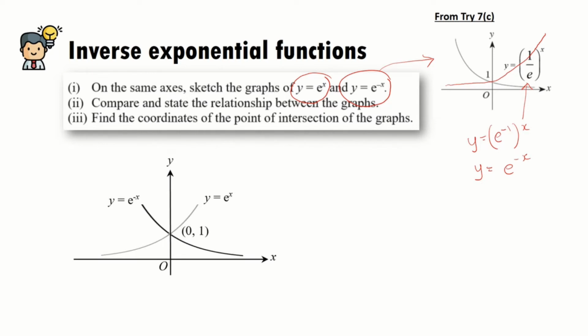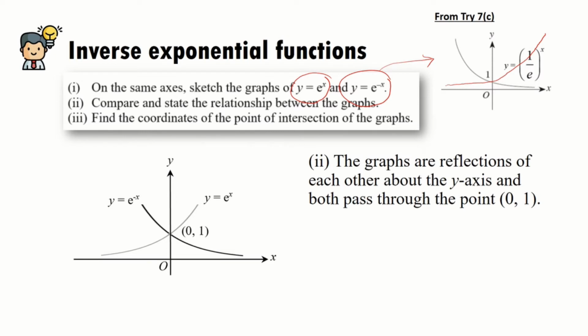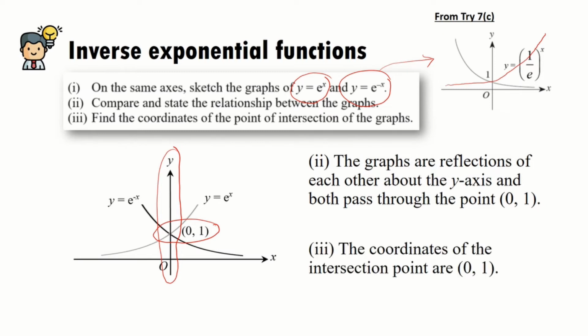So now that we have these two graphs, how can we compare and state the relationship between the graphs? Are there any observations that you can make? The observation that we can make is that the graphs are reflections of each other about the y-axis and they both pass through the point (0, 1). We can see that the y-axis is like a mirror that reflects the two graphs. And also (0, 1) is the point of intersection. Hence, in part 3, the point of intersection is (0, 1).